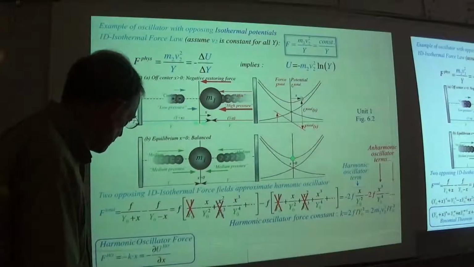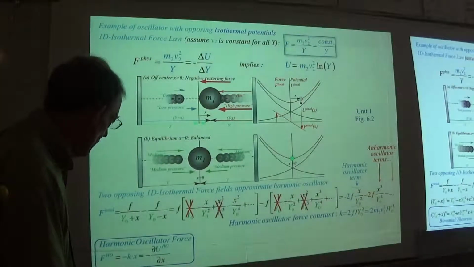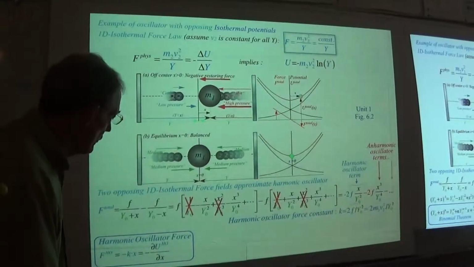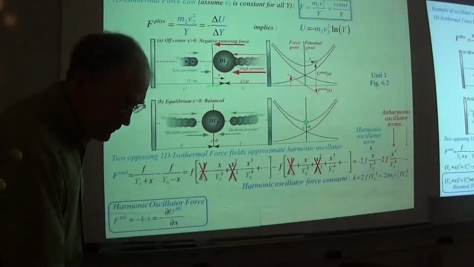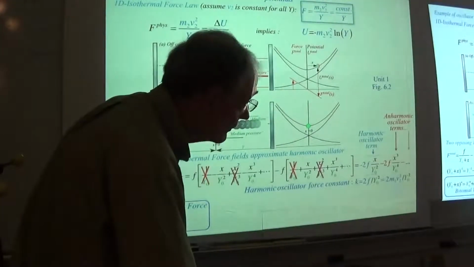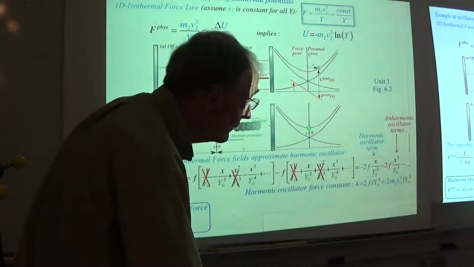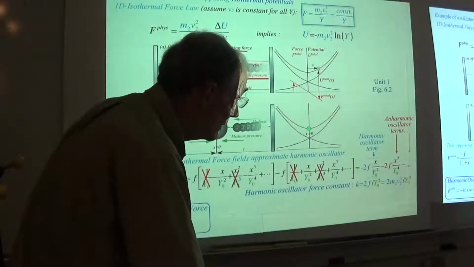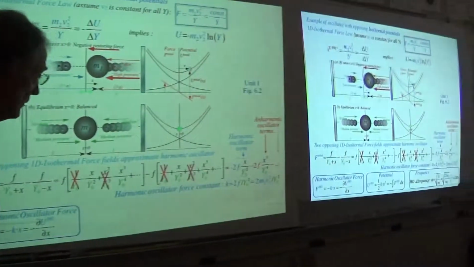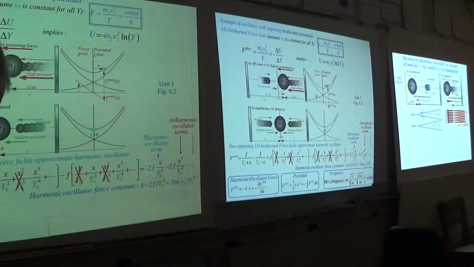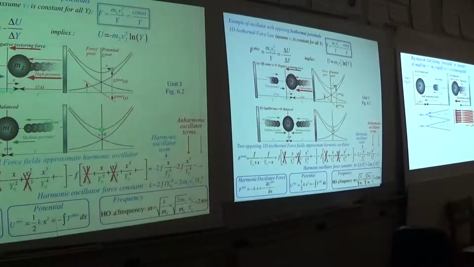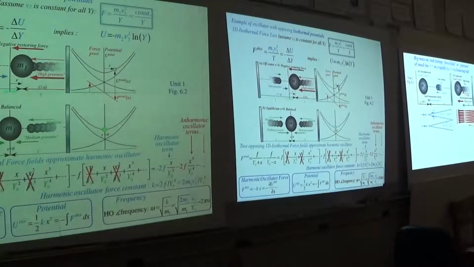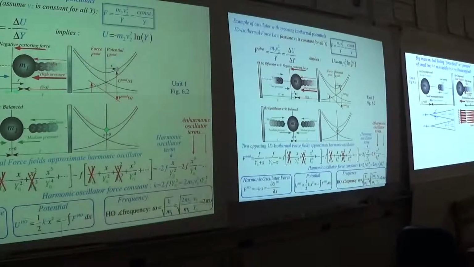Now, the oscillator force, the harmonic Hooke's law force, and the derivative expressed with that, and then the potential that goes with that, are here, and then there's the frequency. Now this is all stuff that you've known before, but let's just express it in the simplest possible way.